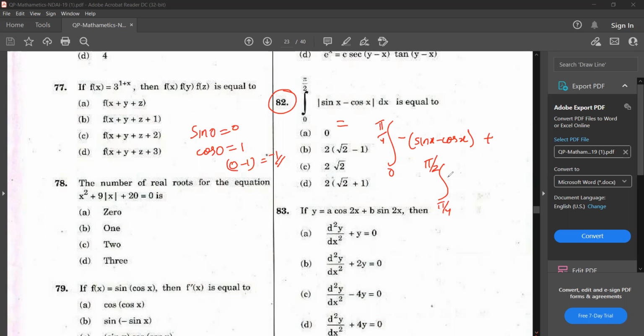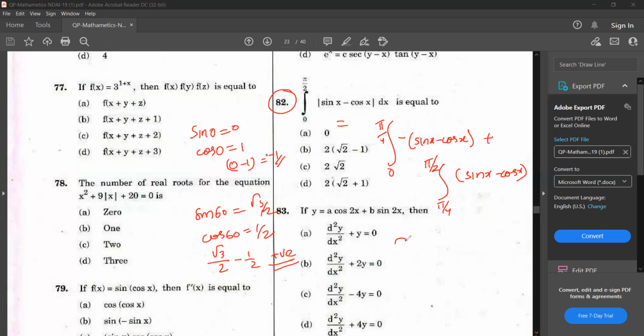plus integral pi by 4 to pi by 2. So in this interval, suppose I'm taking 60, sine 60, because 60 is coming in between pi by 4 and pi by 2. So sine 60 is root 3 by 2, cos 60 is 1 by 2. So if I subtract root 3 by 2 minus 1 by 2, this will be positive. So in this interval, the function is positive, sine x minus cos x. So I can just write like that.